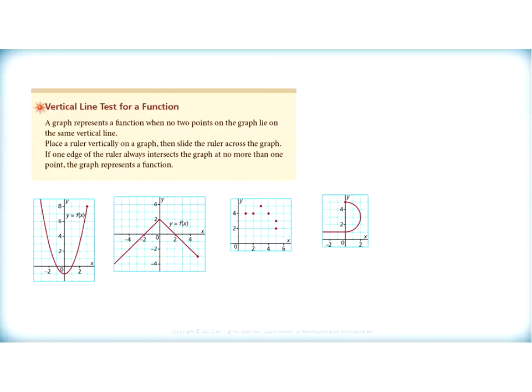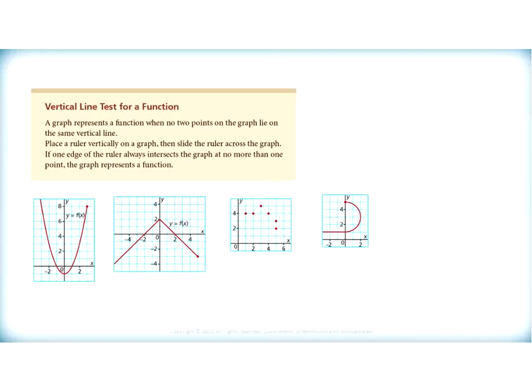Let's start with the vertical line test for a function. You should have learned in level 1 that a graph represents a function when no 2 points on the graph lie on the same vertical line. If you place a ruler vertically on a graph, then slide it across the graph, if one edge of the ruler intersects the graph in no more than one place, the graph represents a function. It simply means that if you draw a vertical line, and the vertical line intersects the graph in more than one point, the graph is not a function.